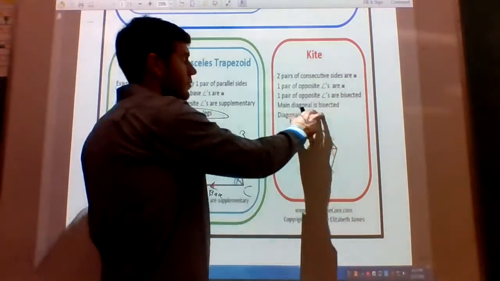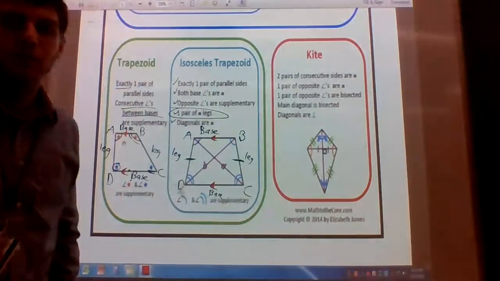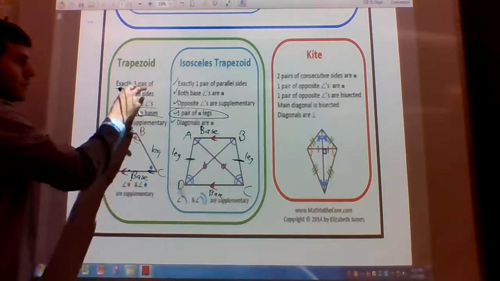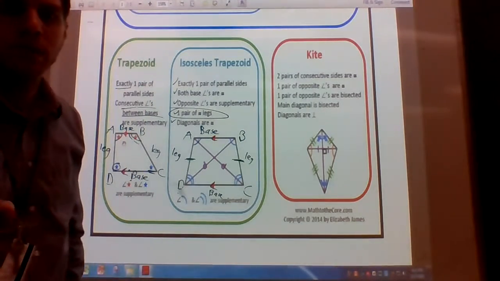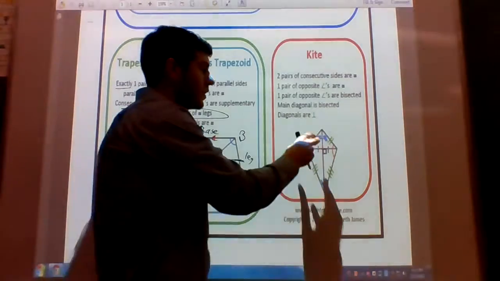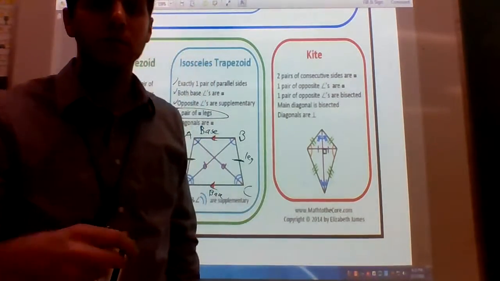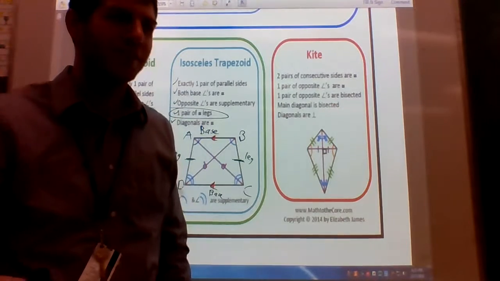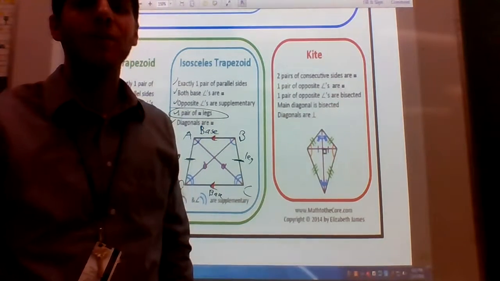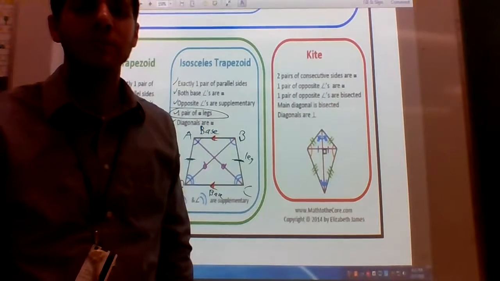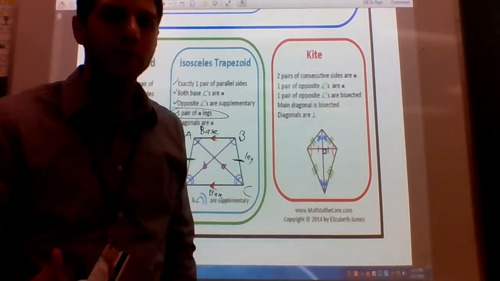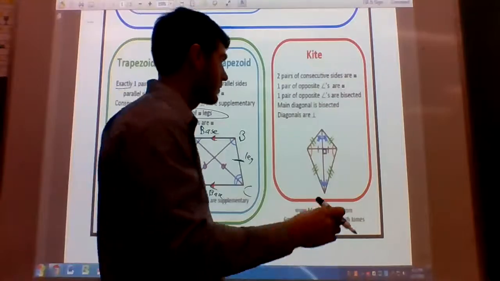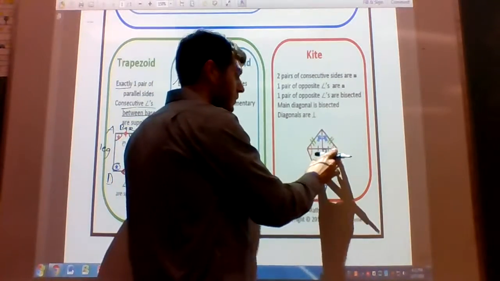So the third, so we have parallelograms, two pairs of parallel sides. Trapezoids, exactly one pair of parallel sides. And the case we're going to talk about where there are no pairs of opposite sides that are parallel. Okay? And that's when we're going to have a kite.